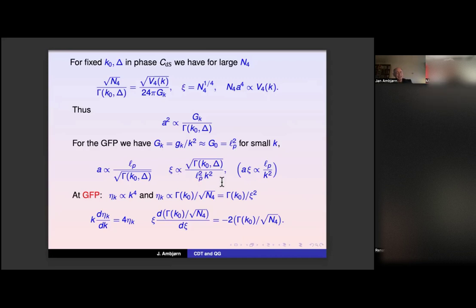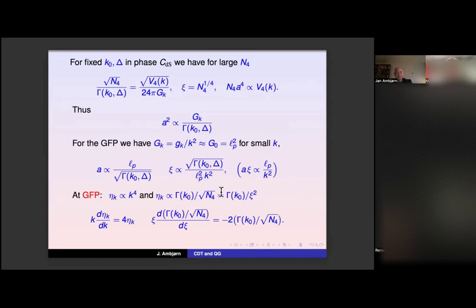So indeed, when k goes to 0 in the functional renormalization group, our lattice correlation length will go to infinity, as it should, because we are approaching the critical surface. And actually, if you write it down, at the Gaussian fixed point, this eta scales like k to the 4th. This is the functional renormalization group just at the Gaussian fixed point. We have, of course, the same equation on the lattice because of this relation between the two.